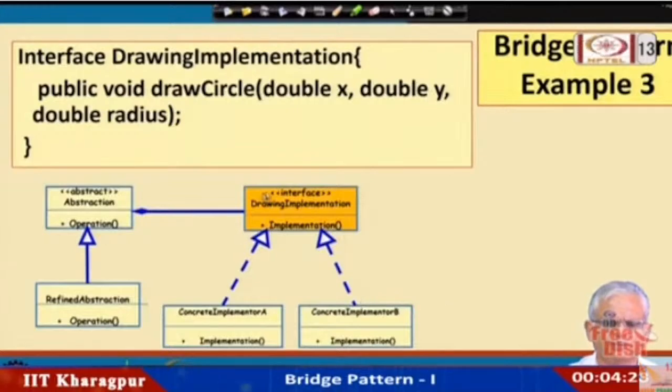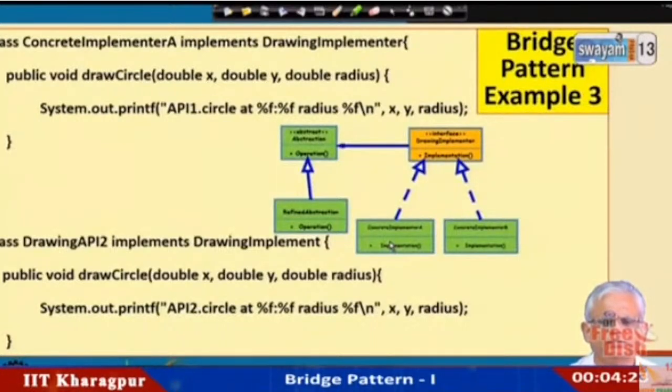So this is the simple code for the interface drawing implementation. And then we have the concrete implementations which implement the interface drawing implementer. So we have the concrete implementer A implements the drawing implementer, and here for each of the methods in the interface we provide the definition. And similarly for the other concrete implementation we have the implementation for the draw circle.